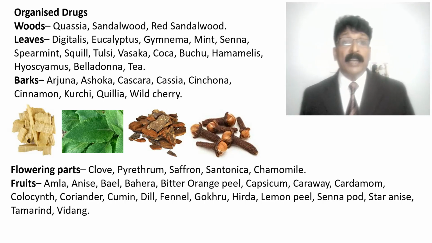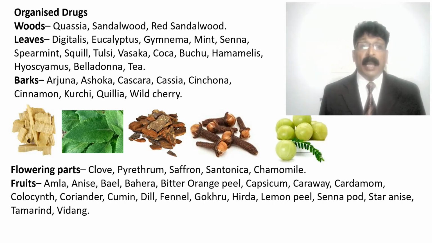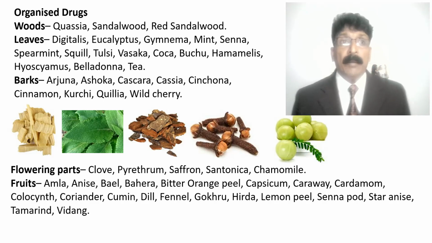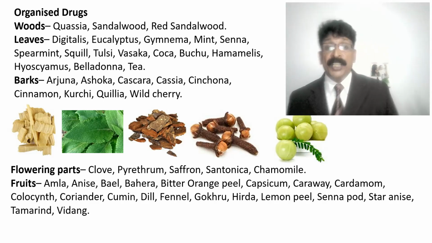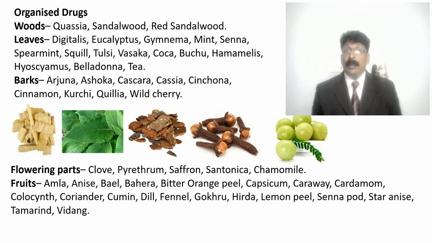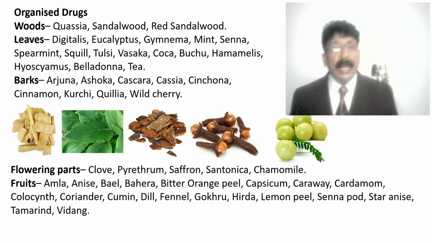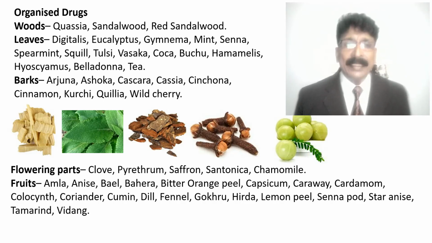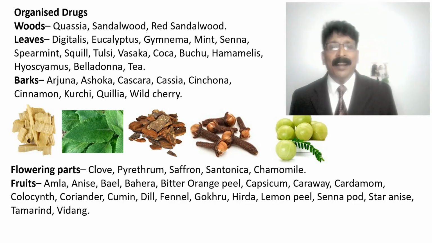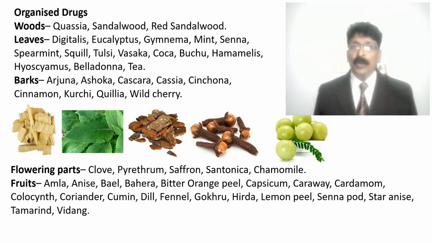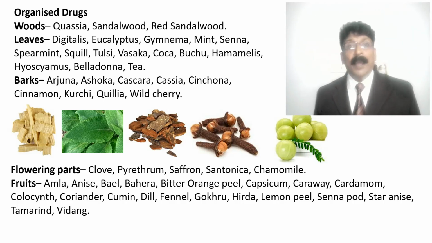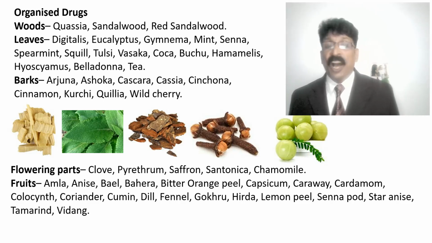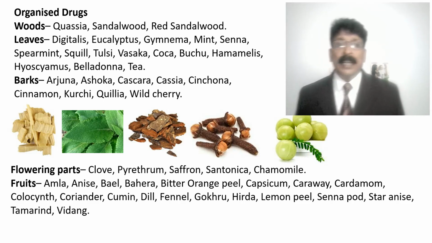And fruits, examples: amla, anise, bael, behada, bitter orange peel, capsicum, caraway, cardamom, colocynth, coriander, cumin, dill, fennel, gokhru, harda, lemon peel, senna pods, star anise, tamarind, vidanga.